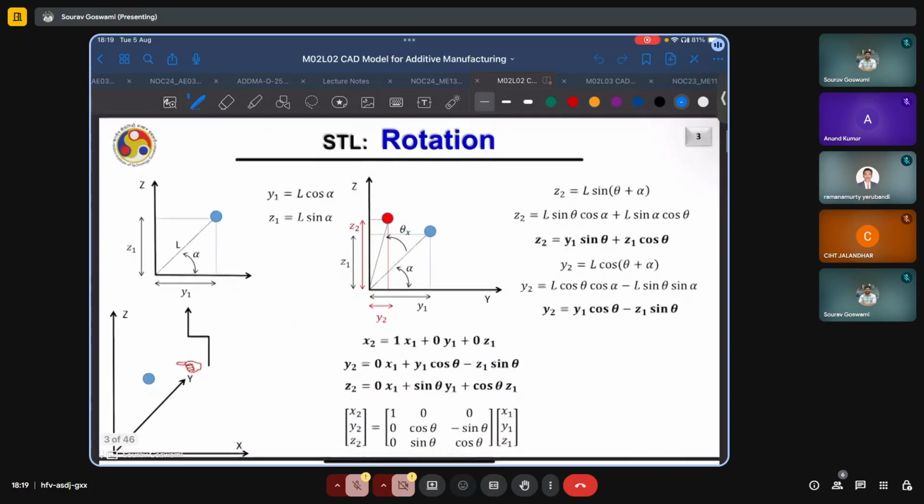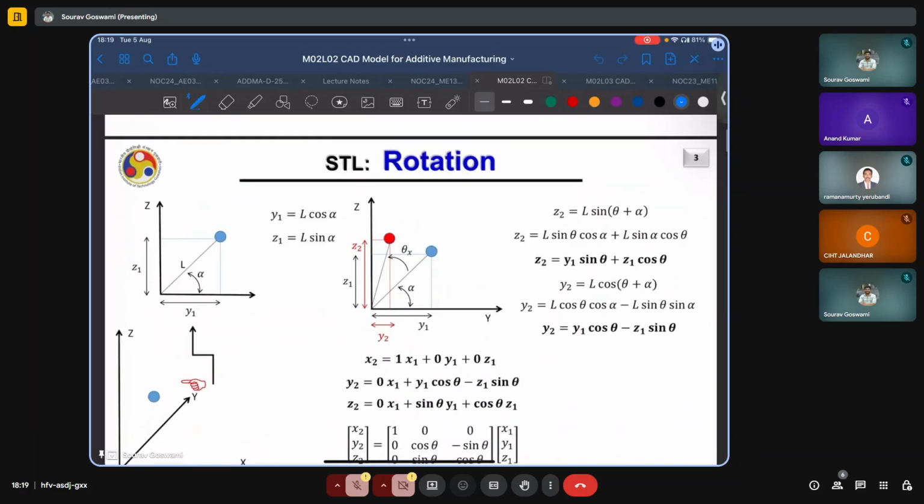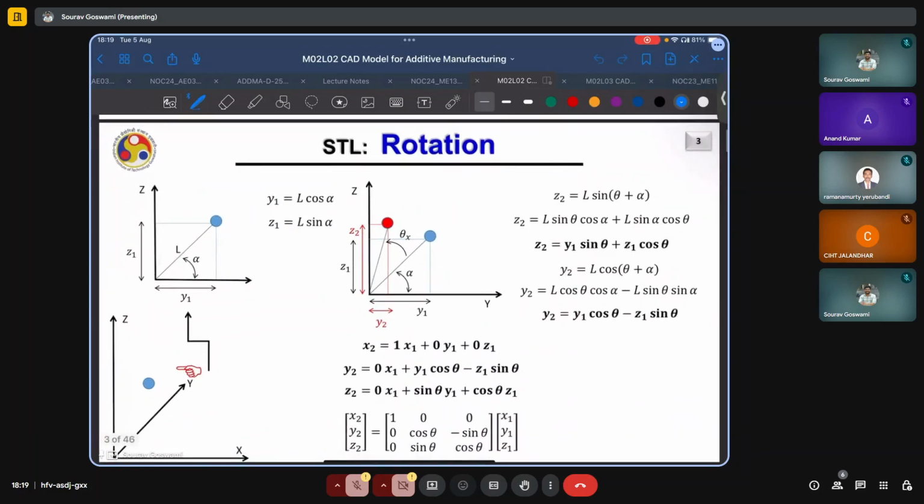Now, first about rotation. So here we have the description of rotation in the YZ plane, and the x-axis is coming out of the plane here.